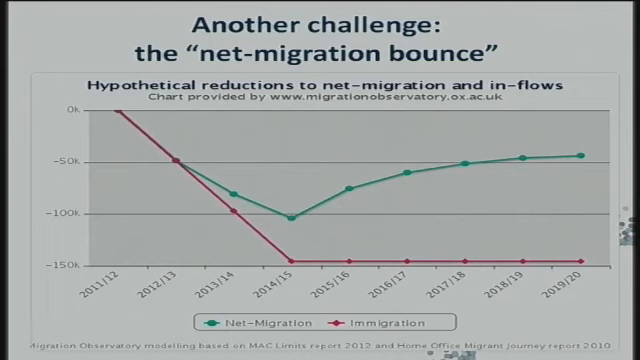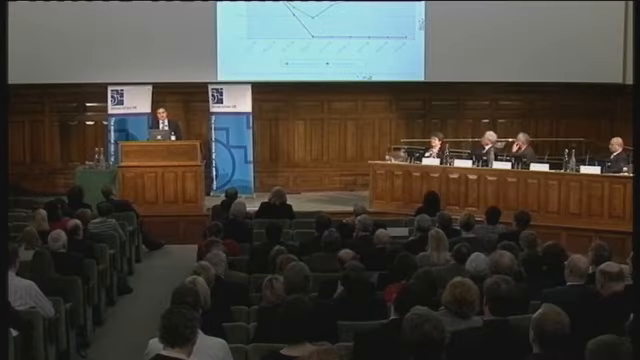So you see here, if you reduce immigration by 150,000, over time, you will have reduced net migration by only about 50,000. So there's a big bounce back effect over time because of lower immigration. So the fundamental challenge here is that any reduction in immigration will be partially reversed over time.